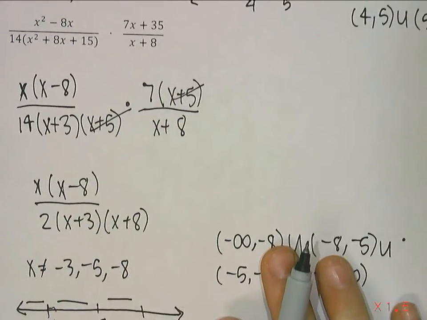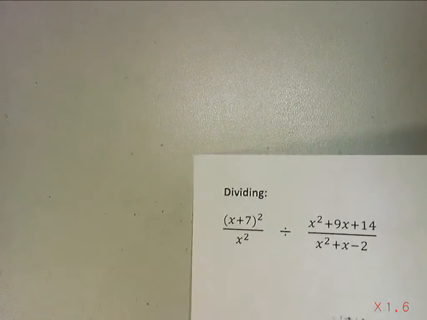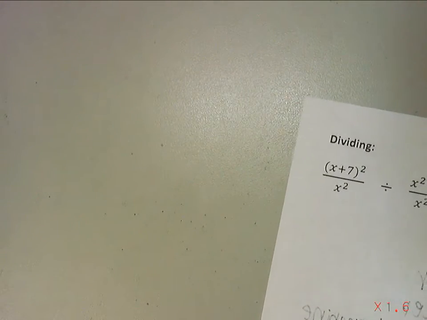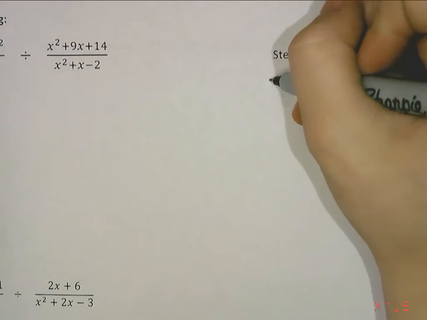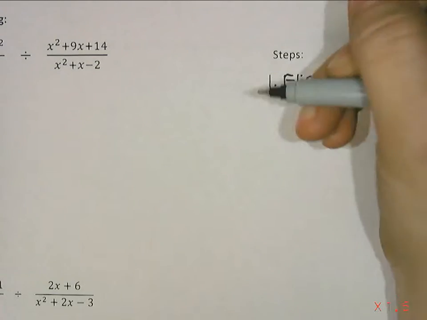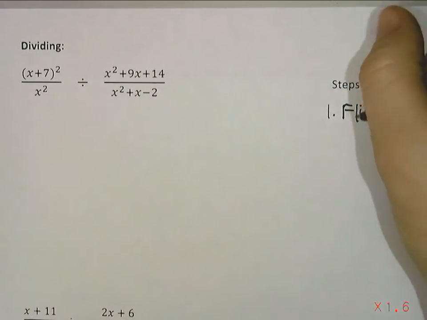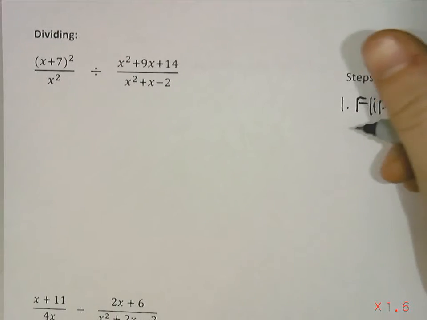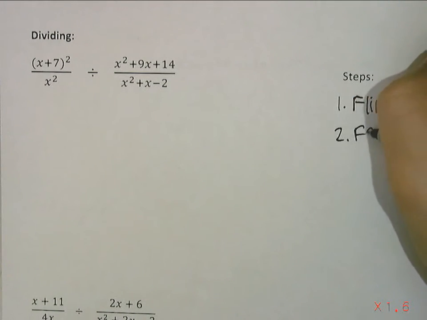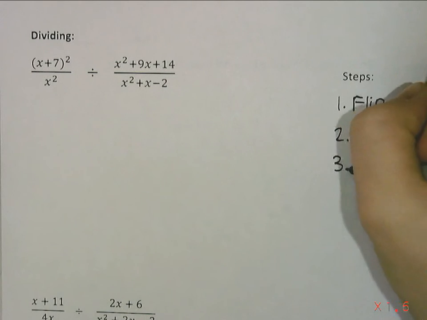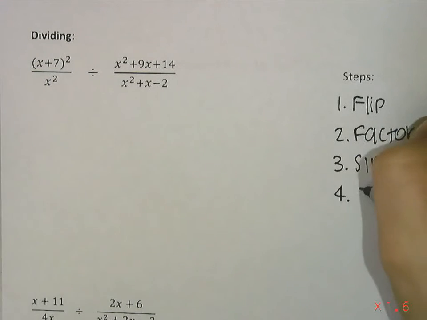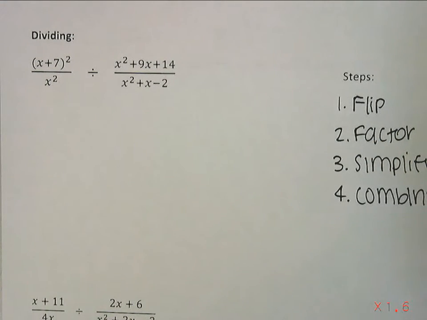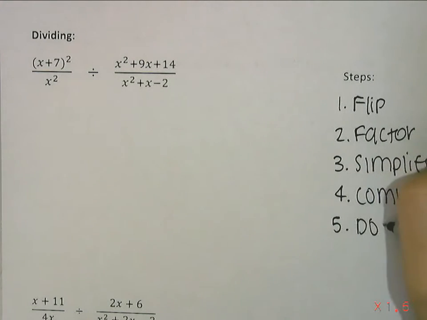And then on the back, okay, here it's the same thing. The steps are going to be the same, except for step 1 is you flip it because you're dividing. Dividing fractions is basically the same except you have to flip the problem first and then you multiply. So then step 2 is factor again. Step 3 is simplify. Step 4 is to combine or to multiply like we said in the last one. And then step 5 is domain.